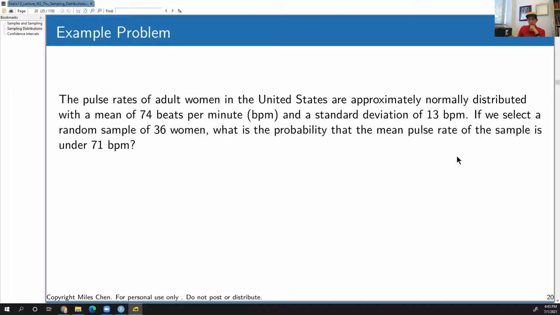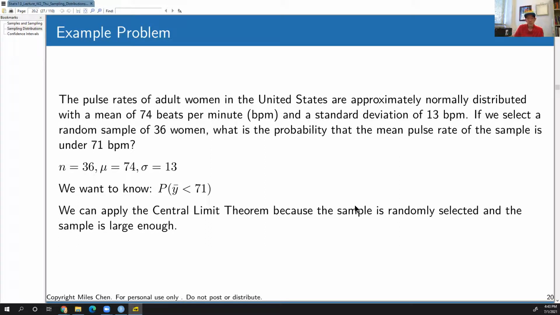Okay. So to answer this question, we're going to start by just stating the values that we do know. We know n is equal to 36. We know that the mean mu is equal to 74. We know that sigma is equal to 13. And we want to know the probability that the mean of a sample, y bar, is going to be less than 71. We can apply the central limit theorem because our sample is large enough. It's 36. We also know that the population is normal, so really any sample size would have been big enough.